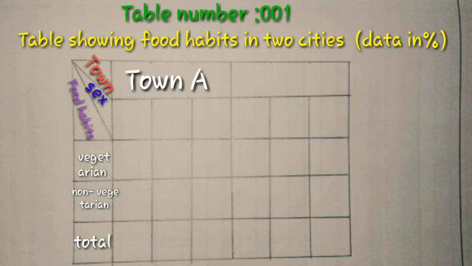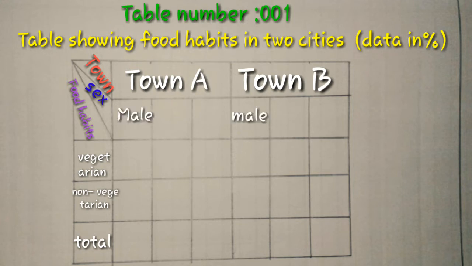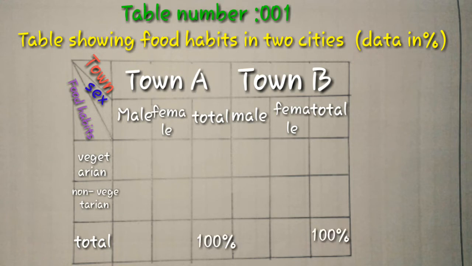So let's first write the town column: town A, then town B. Then the second row is male, female, total. Again male, female and total. Since we know that percentage is always 100 at maximum, let us write total as 100 in both town A and town B.